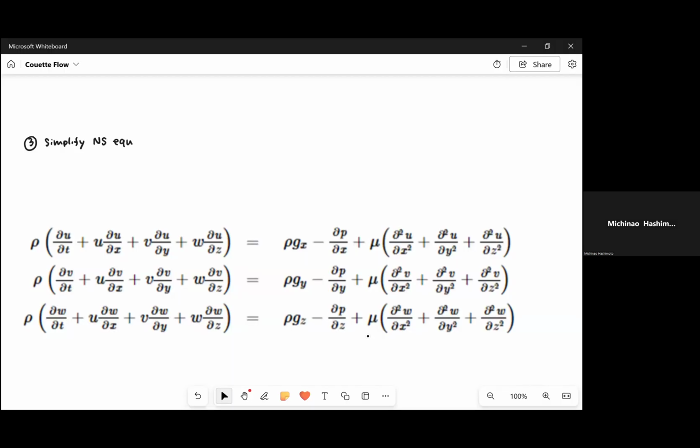All right, so let's do the next step. The next step is we would like to simplify the Navier-Stokes equation. So far we have postulated the solution, and then we tested that the postulated solution really satisfies the continuity equation. So they are good candidates. Let me just rewrite the postulated solution here. It is the following.